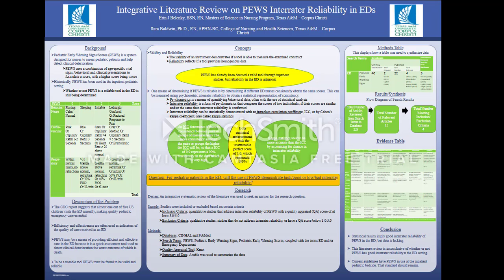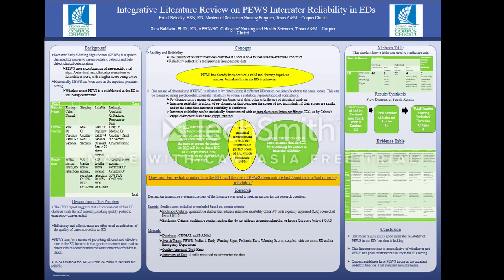And then in those pretty green circles, I talk about the differences a little bit between ICC and kappa statistics. The most important thing, though, is in that yellow circle in the middle where it says both statistical measurements seek the unattainable perfect score of 1.0, which represents 100%. And that's just so you know that a 0.9 would be good for either statistical framework. And then, of course, my research question would be, for pediatric patients in the ED, will the use of PEWS demonstrate high, good, or low, bad Interrater reliability?